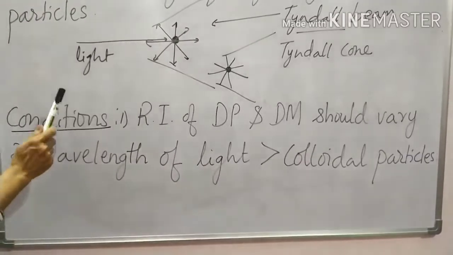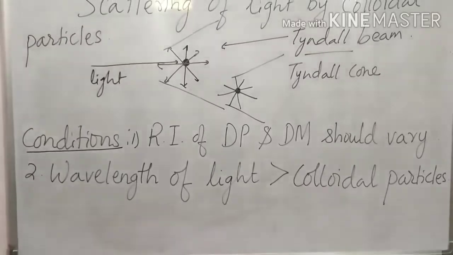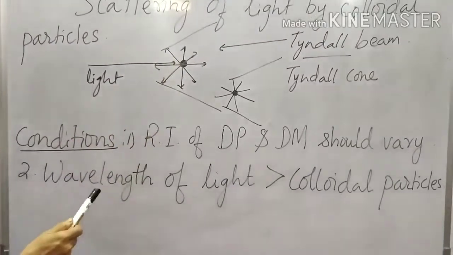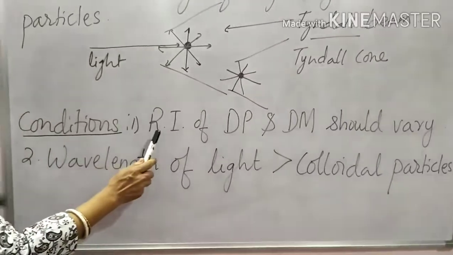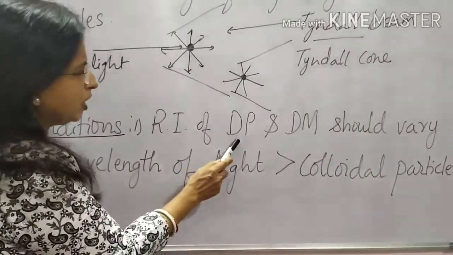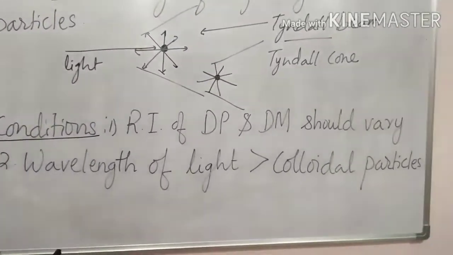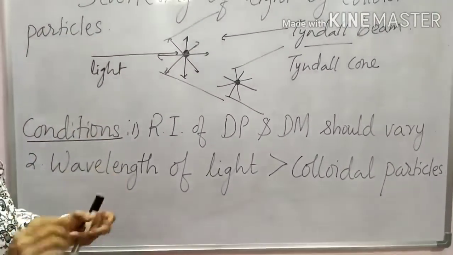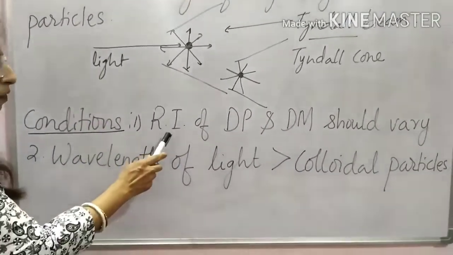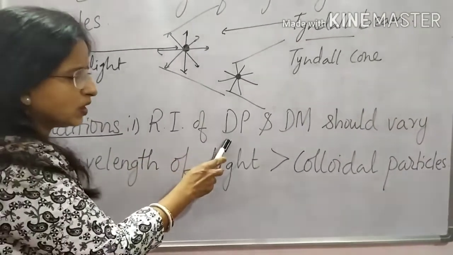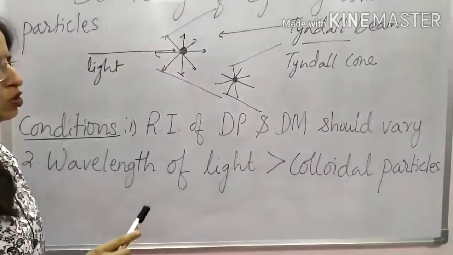There are a few conditions for the Tyndall effect to take place. Any small particle won't scatter the light in this way. There are two conditions when the Tyndall effect is seen. That is, the refractive index of dP and dm should vary by a greater value. The refractive index of the dispersed phase and dispersion medium should differ a lot. That means not only a little.